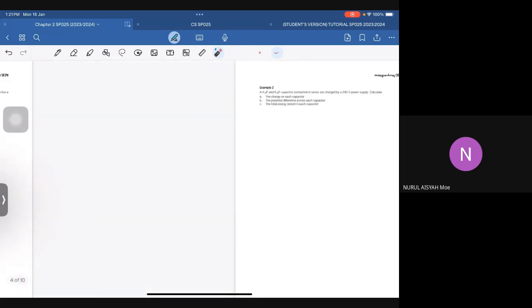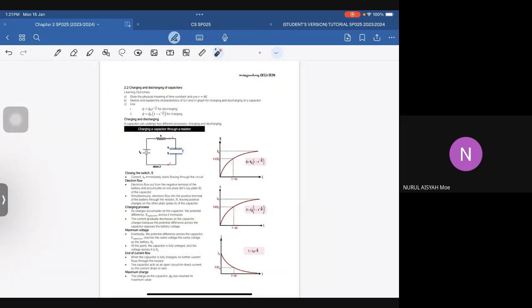Okay, that is for 2.1. That's all you need to know.